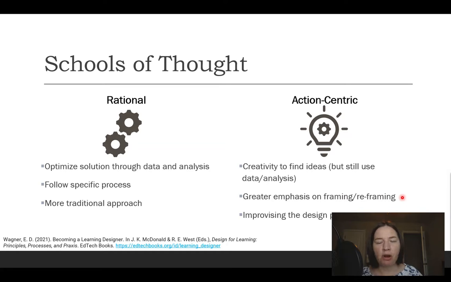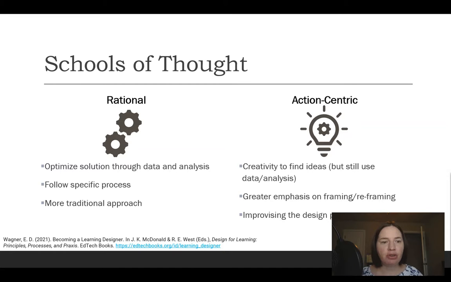We're going to think more about what the actual problem is and if we can reframe it. And then we kind of just make up the design process along the way. So really, no design process is either rational or action-centric. It's always a mixture of the two.